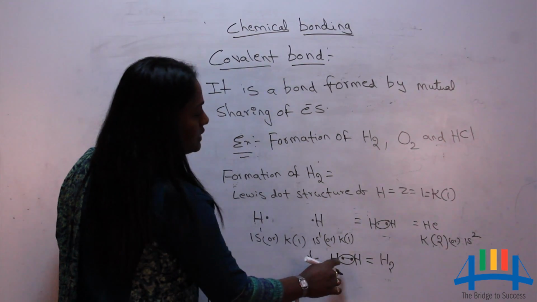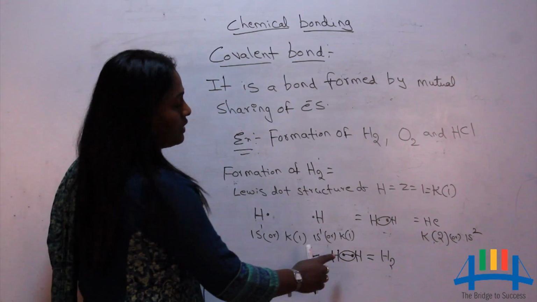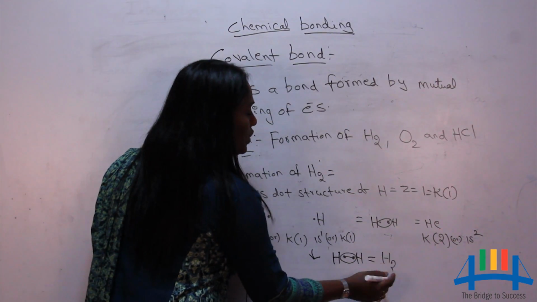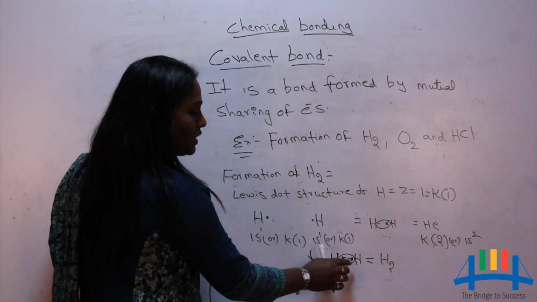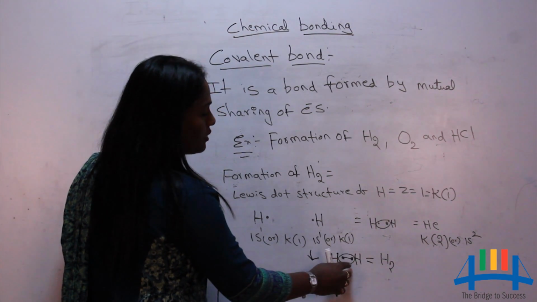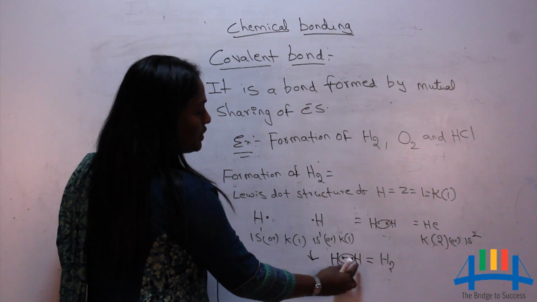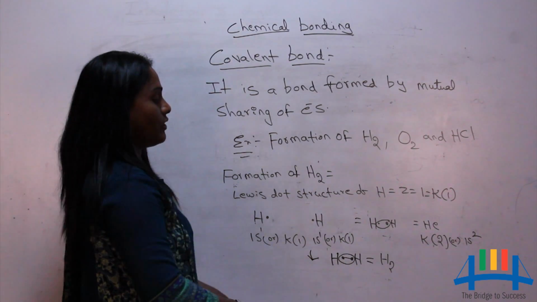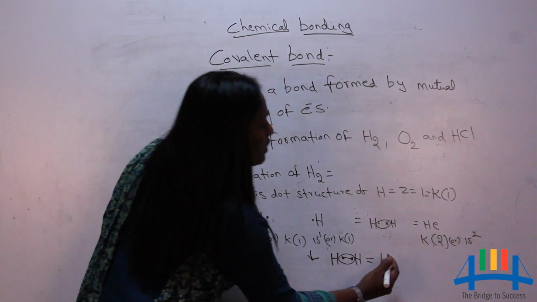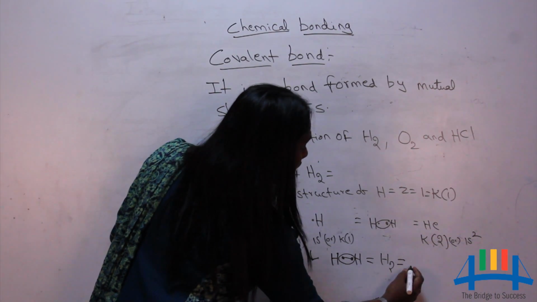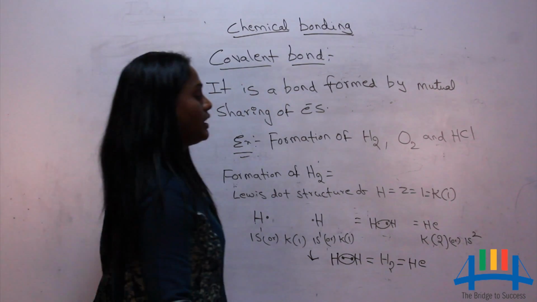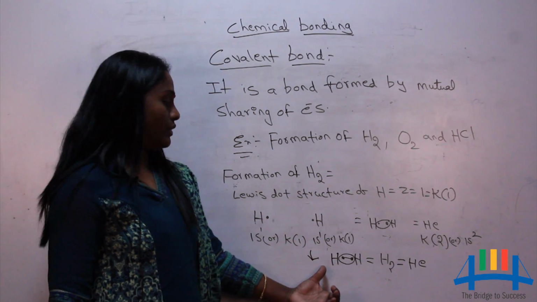H and H together you'll get the H2 molecule with two electrons. This hydrogen will get these two electrons and this hydrogen will also get the same two electrons which are shared between these two. Then it becomes the H2 molecule. Now each hydrogen gets the helium configuration.